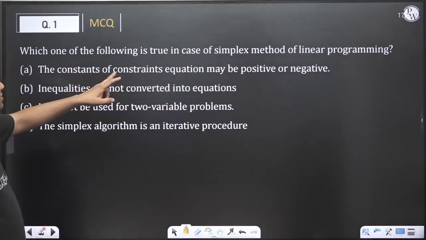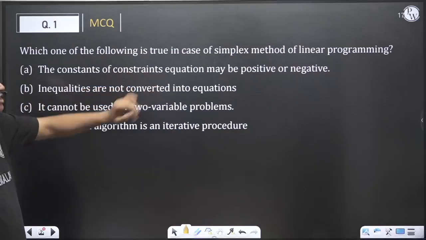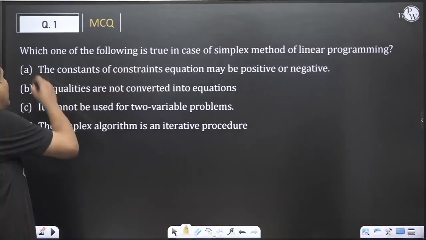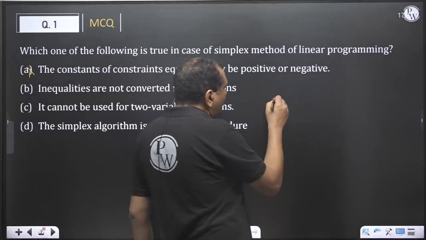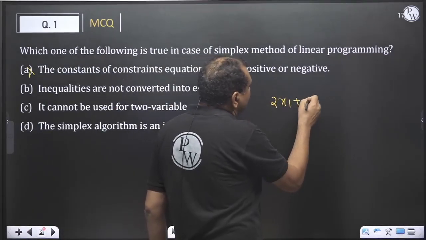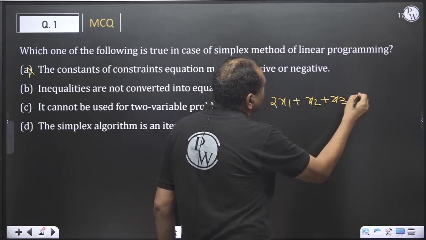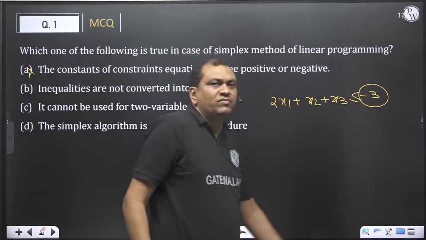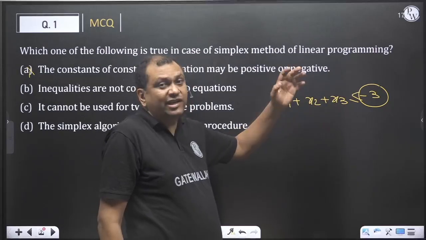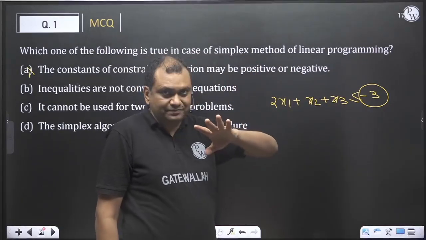The constants of constraints equation may be positive or negative. It is wrong. You know what the option is telling? Suppose the constraint is 2x1 plus x2 plus x3 less than equal to minus 3. So the statement is telling the right hand side can be positive or negative, which is wrong.